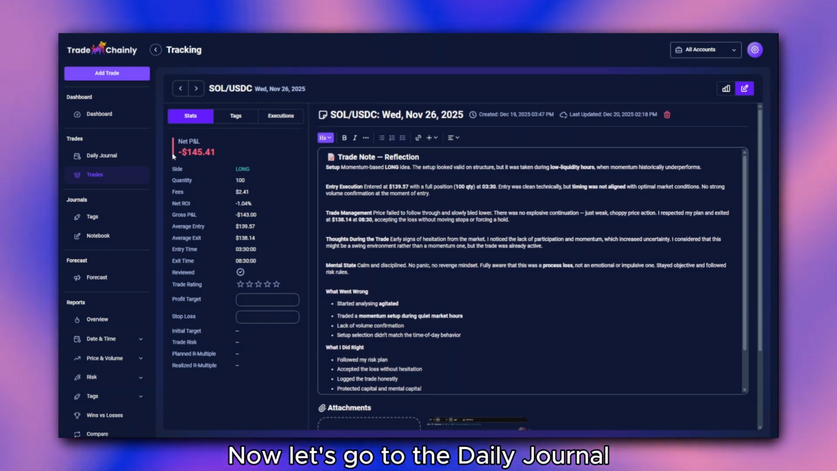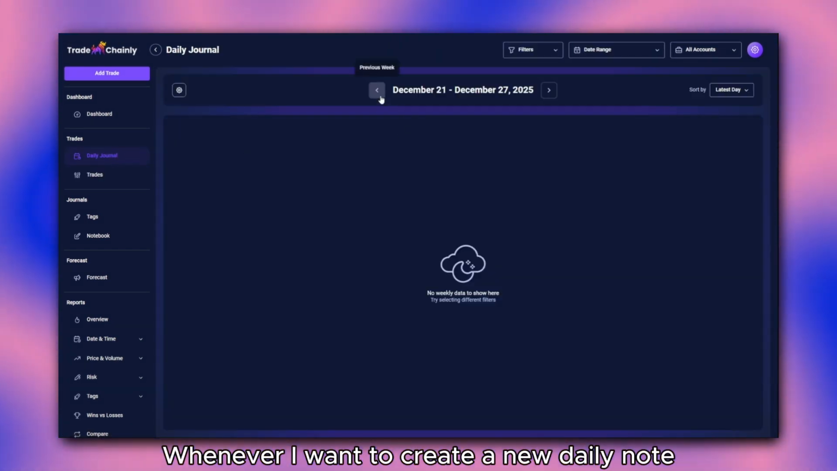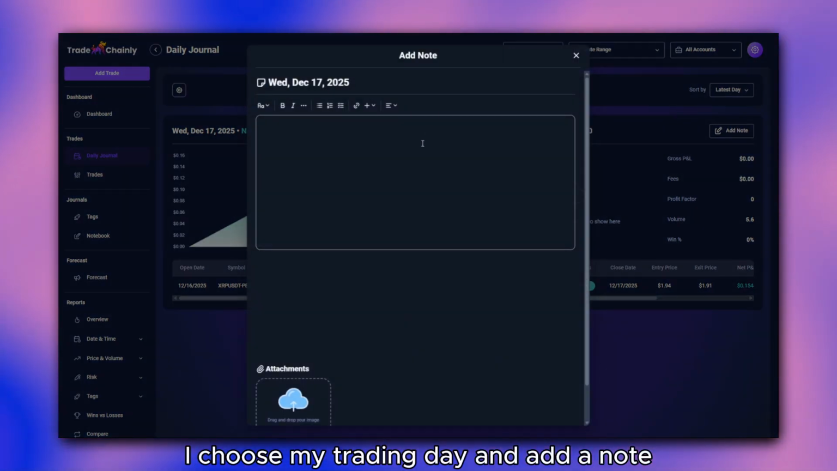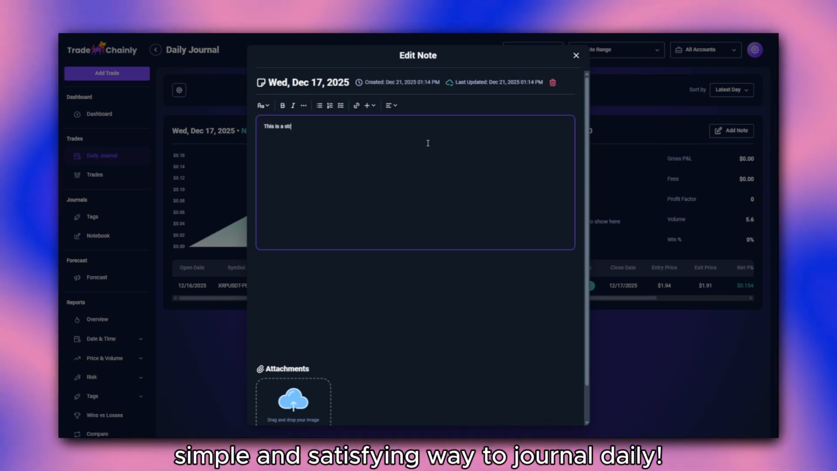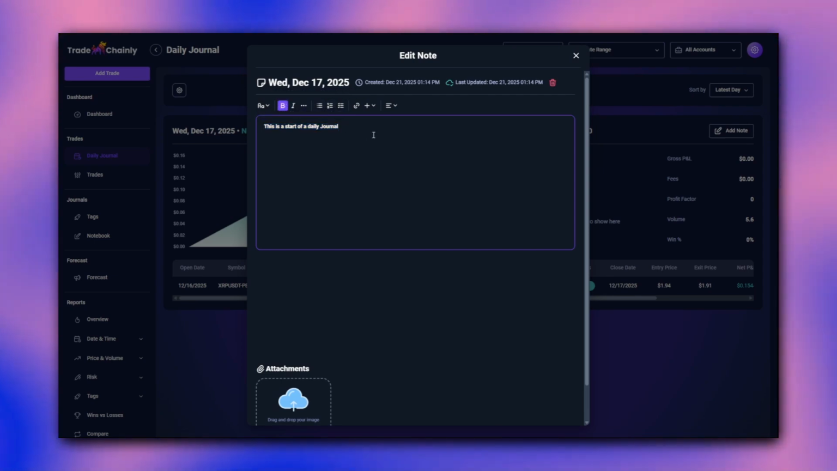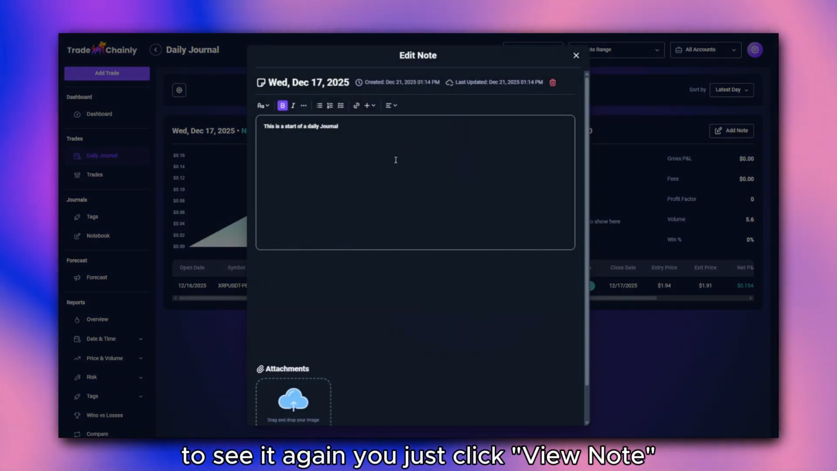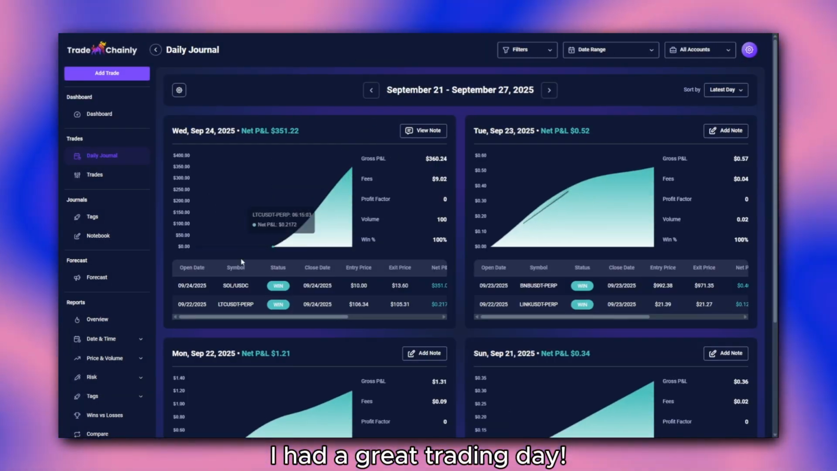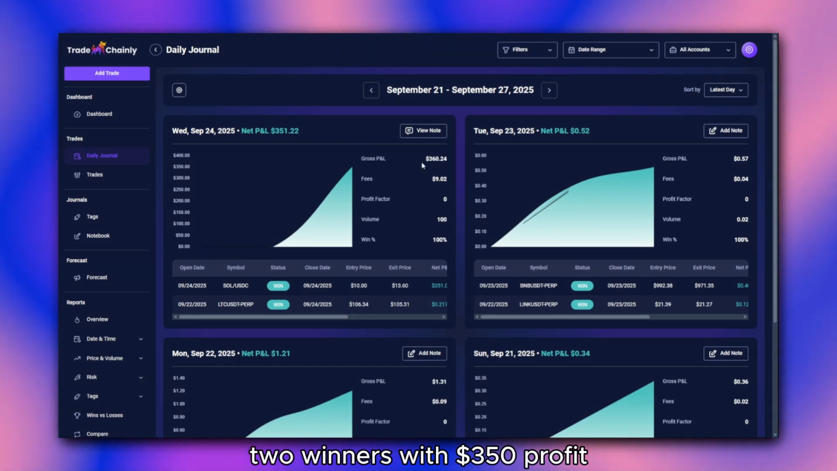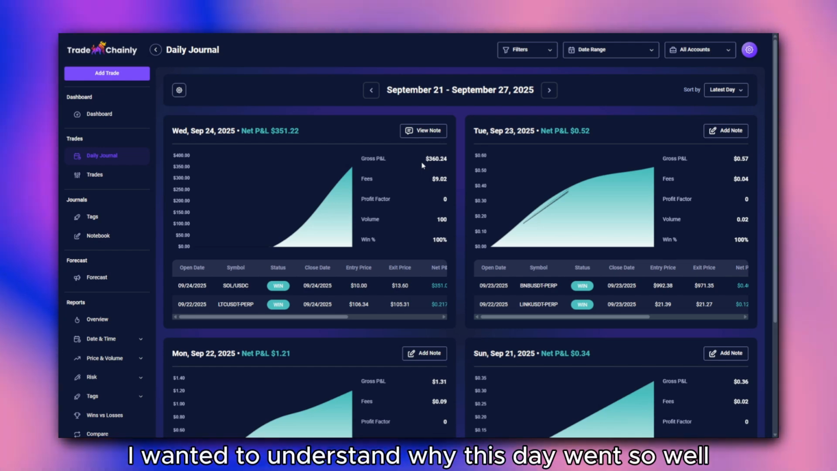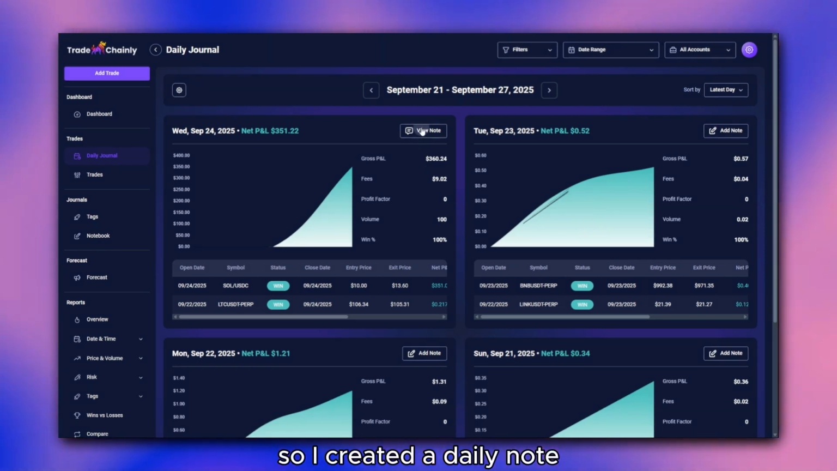Now let's go to the daily journal. Whenever I want to create a new daily note, I choose my trading day and add a note. Simple and satisfying way to journal daily. To see it again, you just click View Note. On Wednesday, I had a great trading day, two winners with $350 profit. I wanted to understand why this day went so well. So I created a daily note.